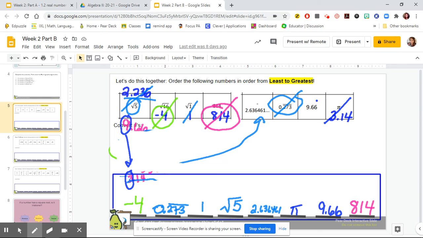And that is how we are going to be ordering numbers from least to greatest. Be careful. Sometimes they might ask you to do it from greatest to least, but always read the directions.